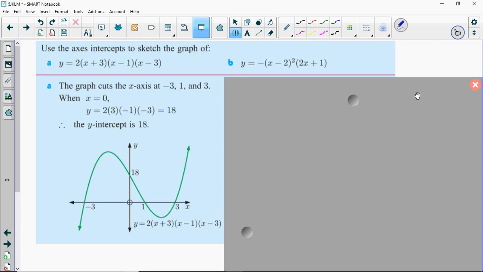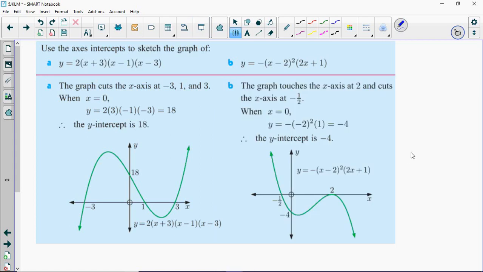And this other one, same idea. It's only going to have 2 x-intercepts this time. They'll be -1/2 and +2. It's going to have a negative leading coefficient, we see there, so it's going down from left to right. Again, we find the y-intercept.